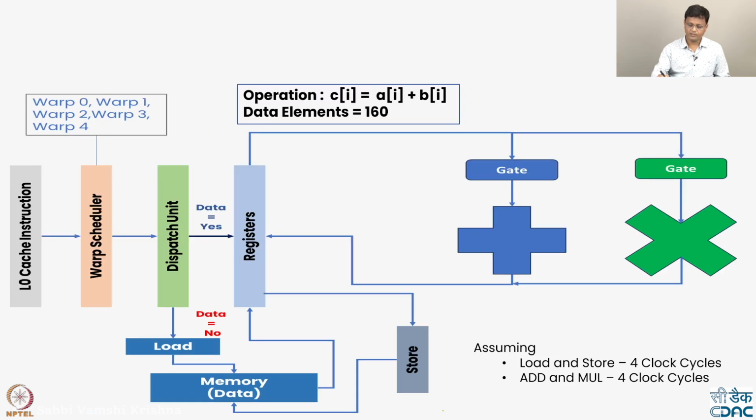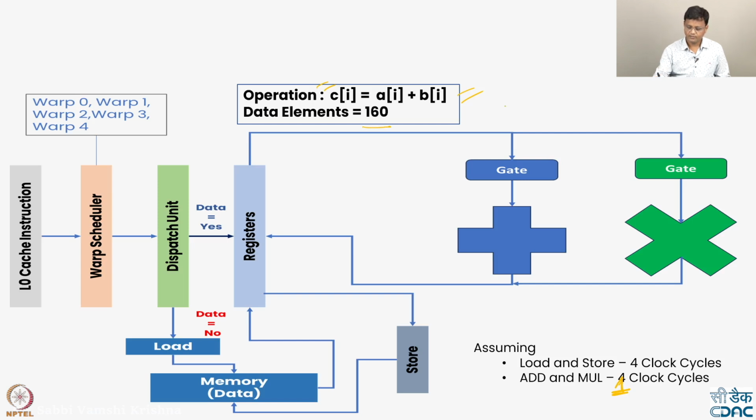So, let us see how this operation will flow in the form of warps. I am just considering 1 SM and 1 processing block, it is 1 not 4, and I just consider it as 1 clock cycle. Let us see, I have to perform the addition of 2 arrays, array A and array B, and store the result into array C, and I am considering there are 160 elements in my array.